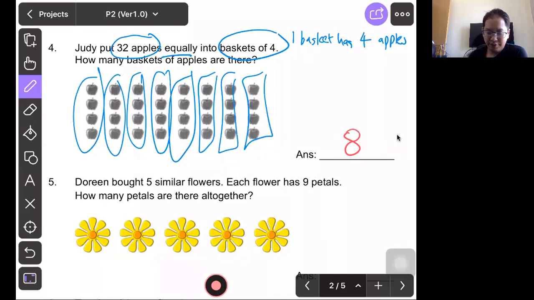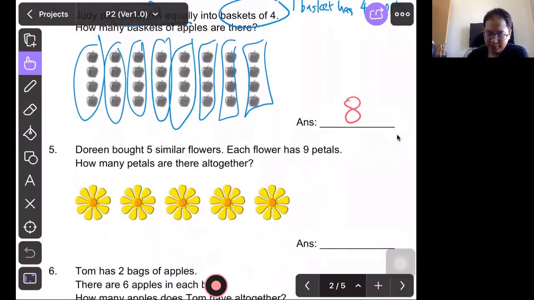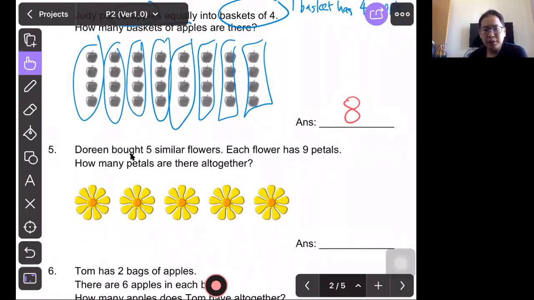Let's do question 5. Doreen bought 5 similar flowers. Each flower has 9 petals. How many petals are there altogether? Take some time to work out your answer.